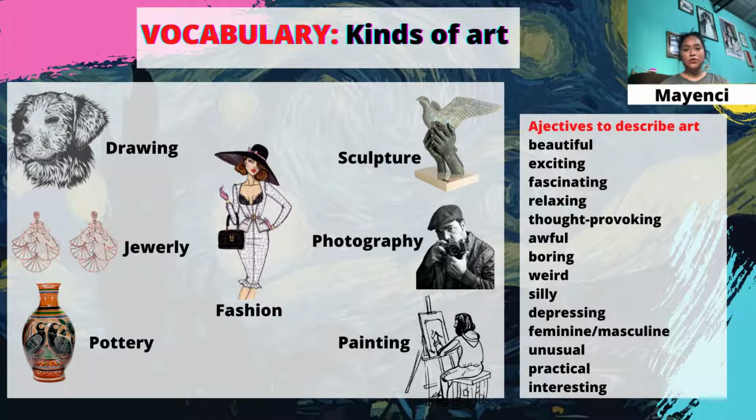And the adjectives to describe art are beautiful, exciting, fascinating, relaxing, thought-provoking, awful, boring, weird, silly, depressing, feminine or masculine, unusual, practical, and interesting. For example, we can say, I think this photography is fascinating, or this sculpture is boring.